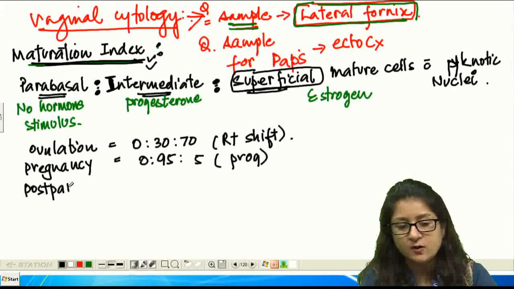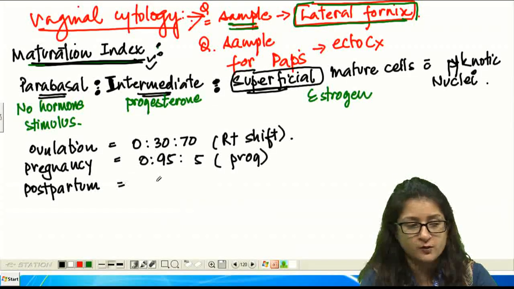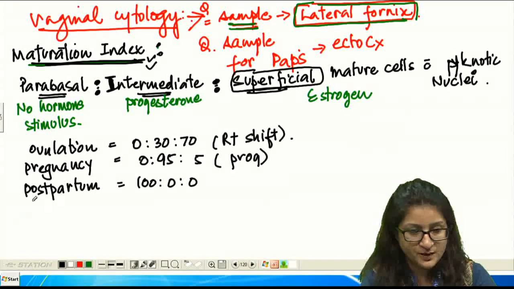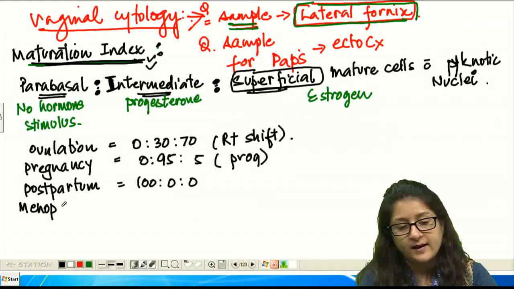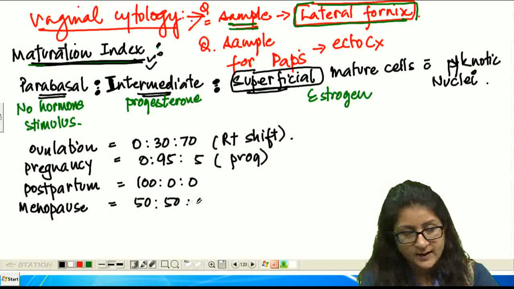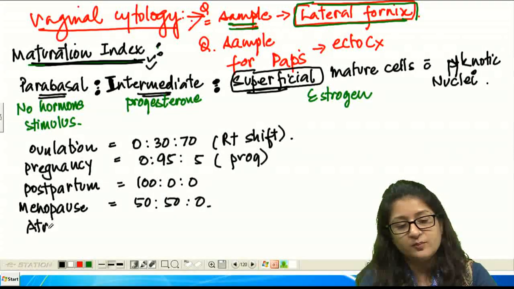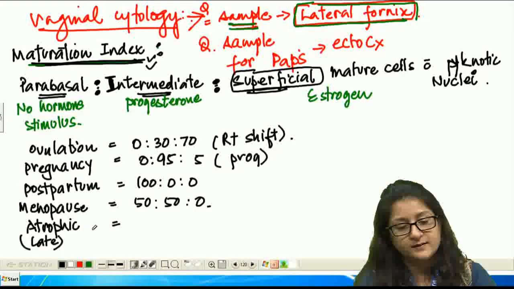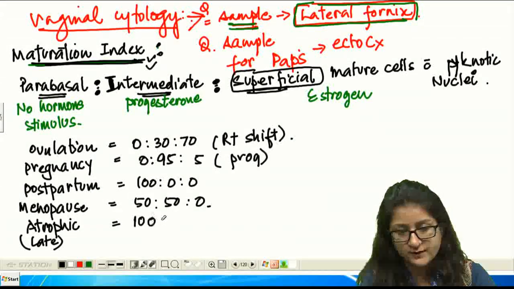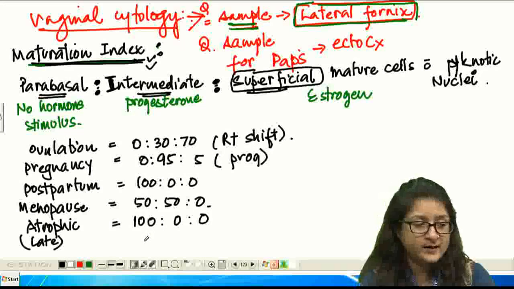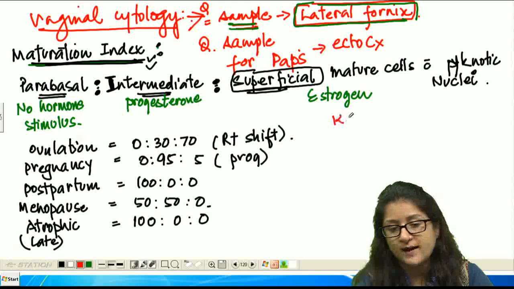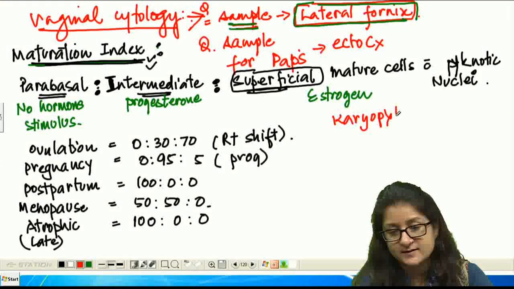Postpartum, suddenly all the hormones come crashing down. There is no hormonal stimulus, that is 100 is to 0 is to 0. Menopause, in early menopause, the ratio is 50 is to 50, okay, equal. But late menopause, when there is atrophy, the ratio is 100, predominated by the parabasal cells, right. Then there is another index which is called the karyopyknotic index.